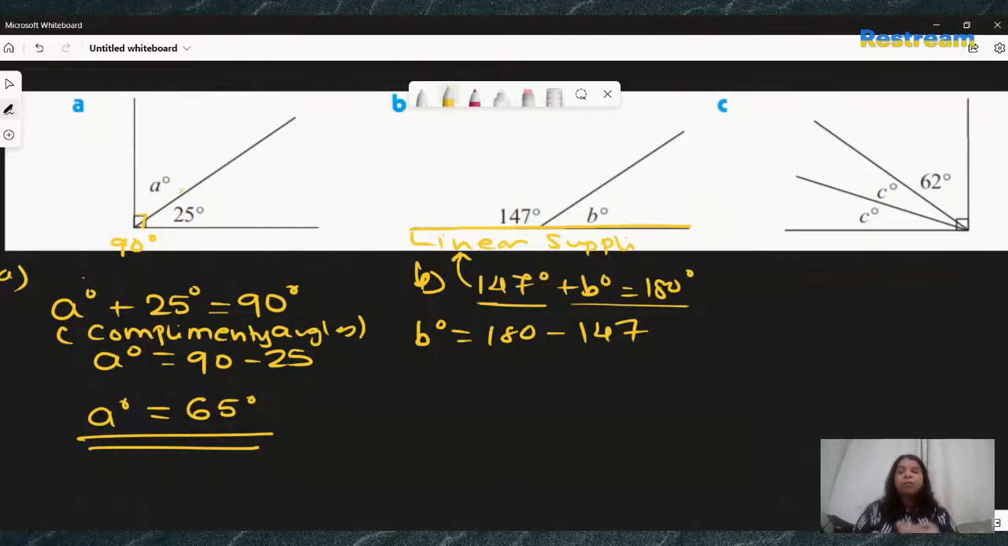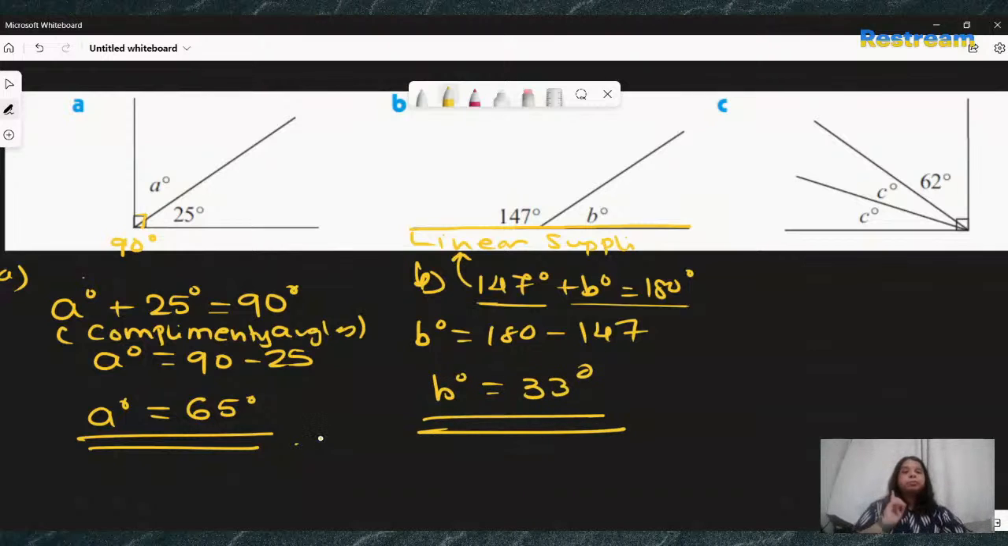Like here, why is 147 plus B equal to 180? Because they're a linear supplementary pair. They're on one single line and there is only one arm common between them. So 180 minus 147 is 33. So our angle, little angle B, is 33 degrees.